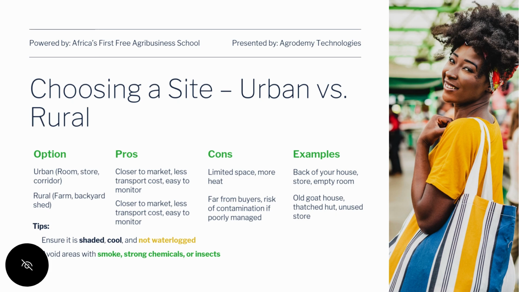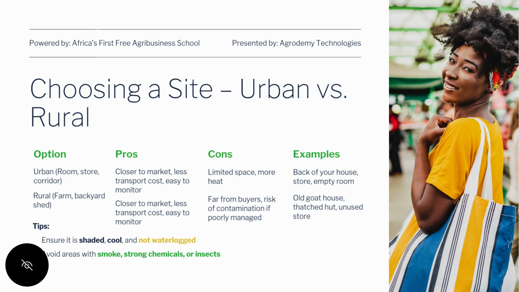It's easier to also monitor because you live there, but if you don't live close to the rural area, it becomes very difficult for you to monitor, and then it becomes very expensive to move to the market, especially if your rural community does not have a high buying power, meaning they don't buy it a lot. With town, you can sell to restaurants, high-end restaurants, and they're usually everywhere. With rural, you're limited to the local market.